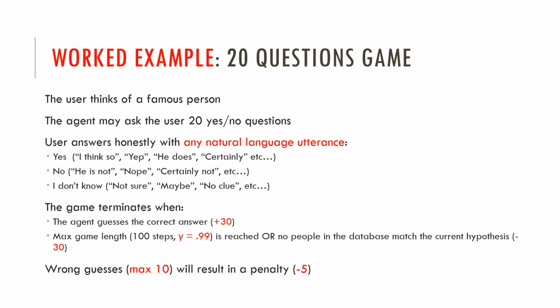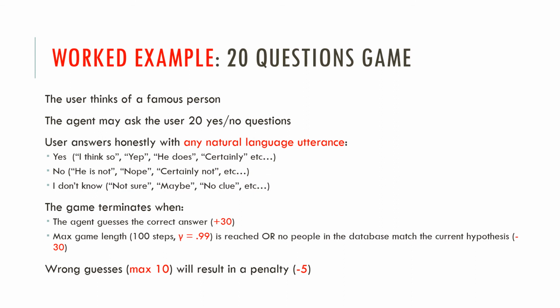In order to see how well their new framework works, they will be testing it out on the 20 questions game. So the game works as follows. First, the user thinks of a famous person. They have a list of 100 famous people pre-selected. Then the agent is allowed to ask the user 20 yes or no questions about the famous person. The user has to answer honestly with any natural language utterance. Yes, no, or I don't know, something of that form.